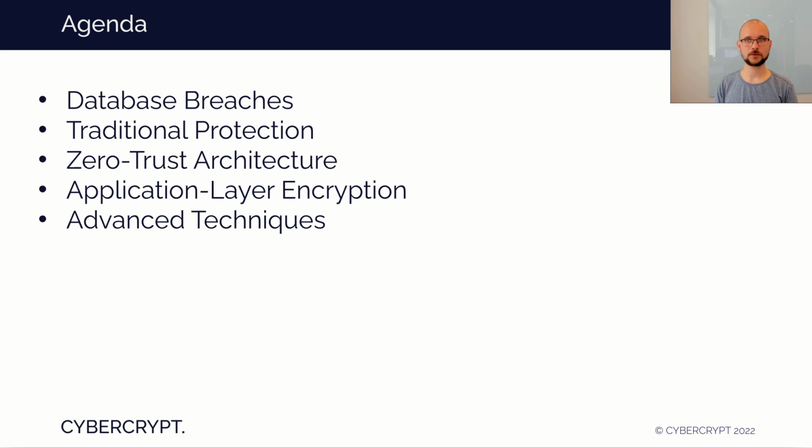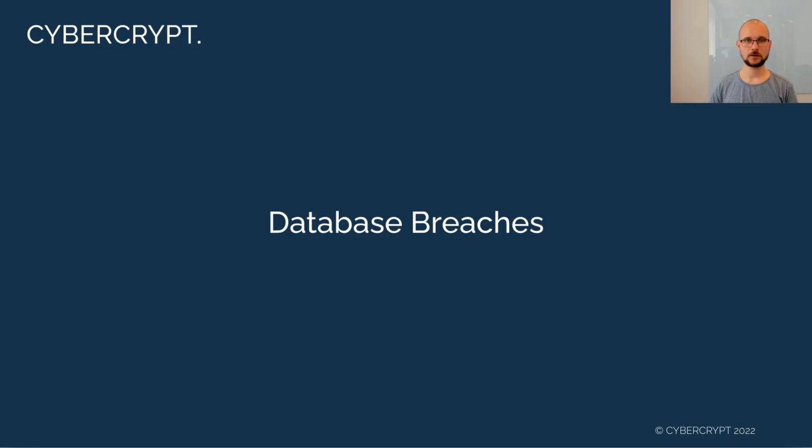We'll talk a little bit about the traditional way of protecting databases, and highlight some of the shortcomings of those approaches. Then we'll talk about a newer, more, let's call it paranoid approach called zero trust architecture. And then we'll look at how application-layer encryption can help you implement such an architecture in your system. And then I'll finish off by talking a little bit about some advanced techniques that can help you make this application-layer encryption more usable.